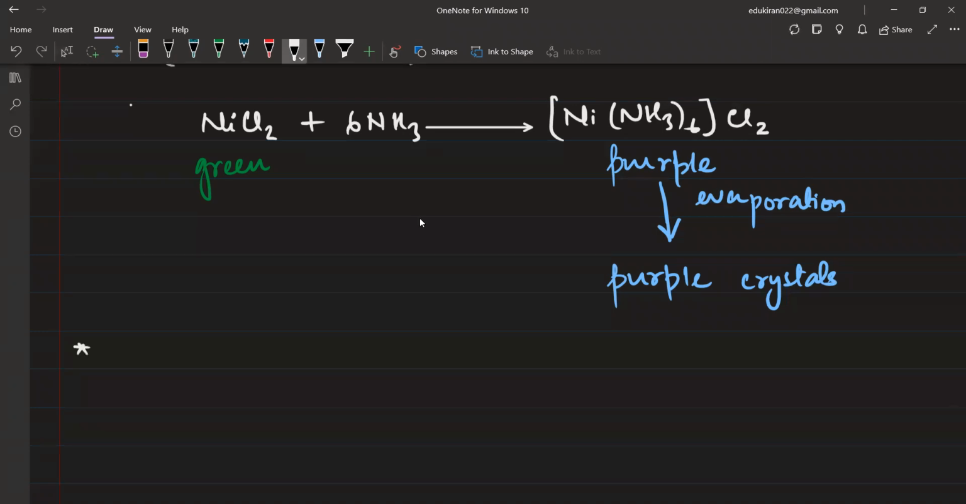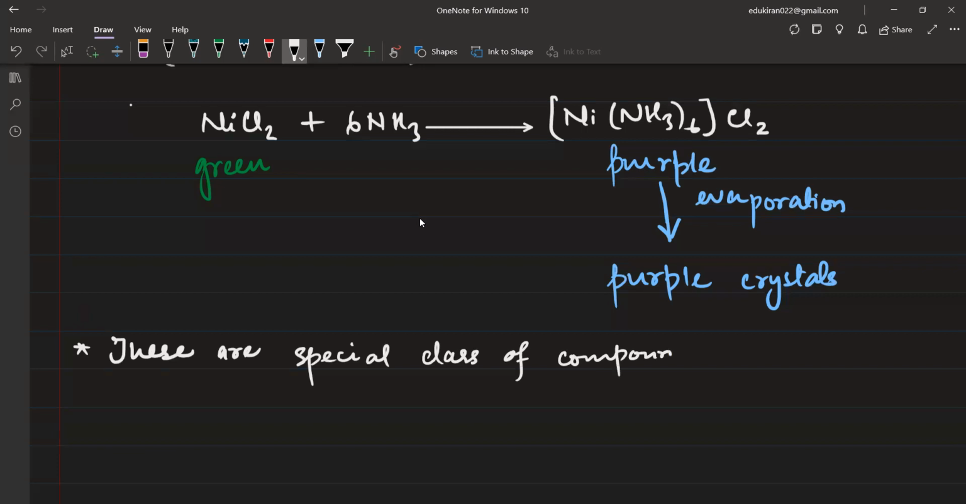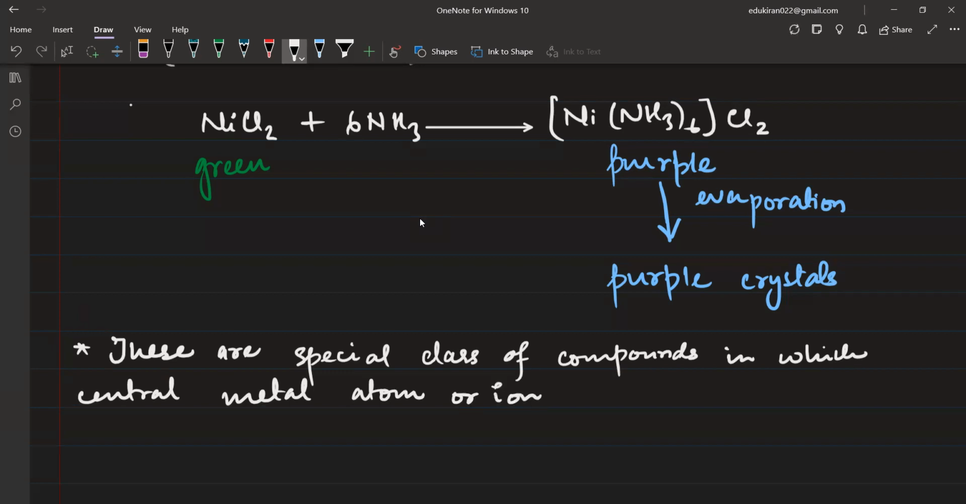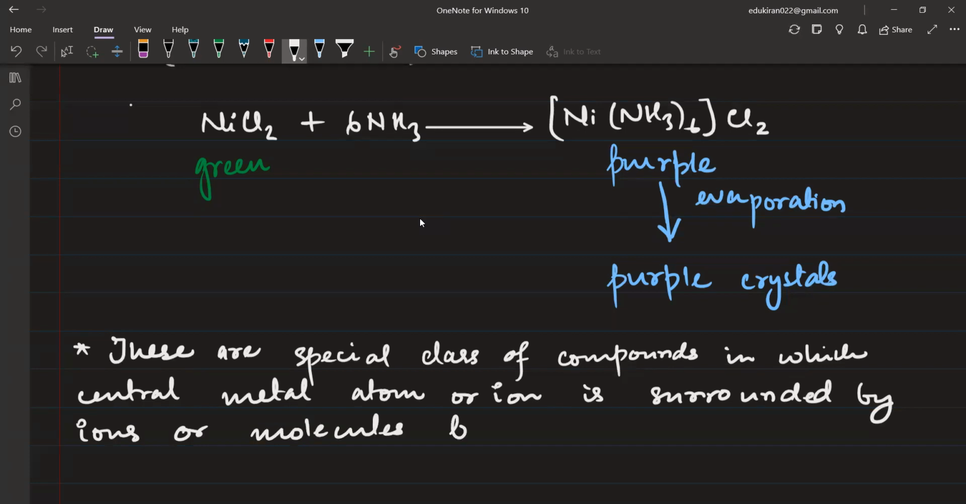Please write. These are special class of compounds in which central metal atom or ion is surrounded by ions or molecules beyond their normal valency.